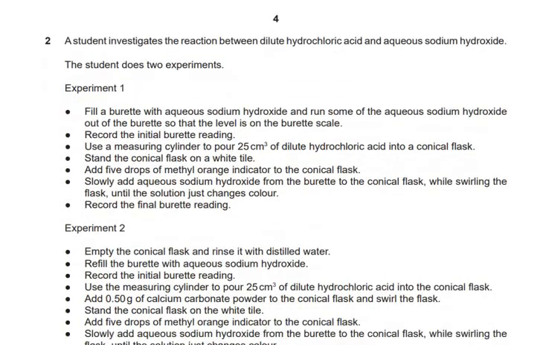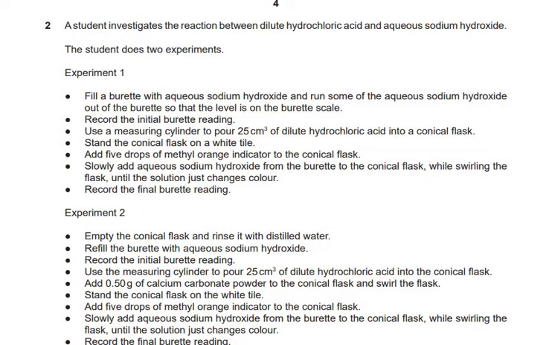Let's go ahead and see what is question 2. It's a long process where you can see there is a series of steps to be done in the question 2. But let's start with question 2 reading. A student investigates the reaction between dilute hydrochloric acid and aqueous sodium hydroxide. The student does 2 experiments. Now there is a full experiment 1 and 2 steps given, but I'm not reading all of them because there is a long step. You can always pause the video and read the whole process.